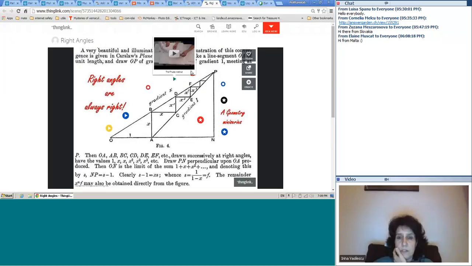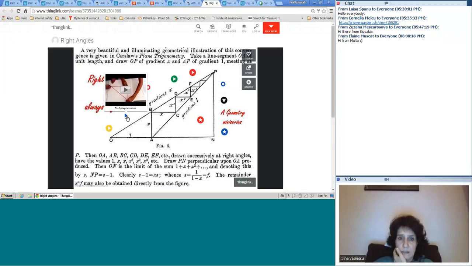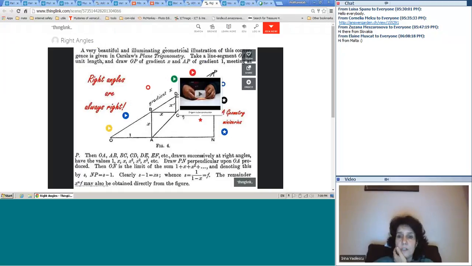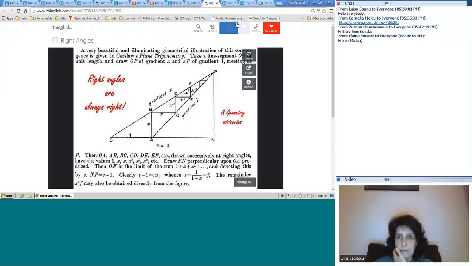This is also from the visual part. It's called Right Angles Are Always Right. It's ways of constructing right angles in ancient ways that we have found to have been used by the Mayans or by the Egyptians, also proving Thales' theorem.